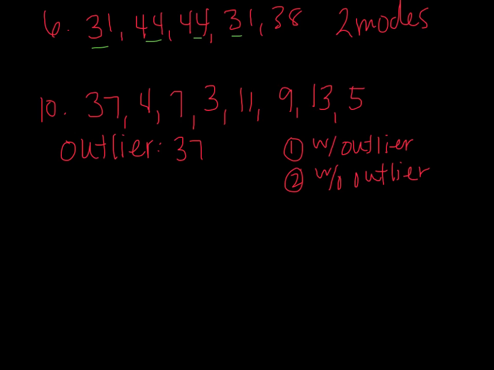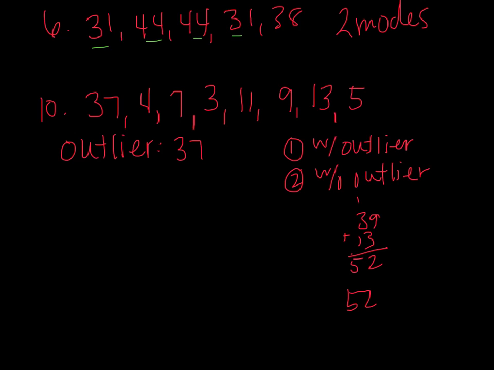Okay, so let's add them up. 7 plus 3 is 10. 10 plus 11 is 21. 21 plus 4 is 25. Plus 5 is 30. Plus 9 is 39. So what is 39 plus 13? That would be 52. So this is our, let's do it. 1, 2, 3, 4, 5, 6, 7.